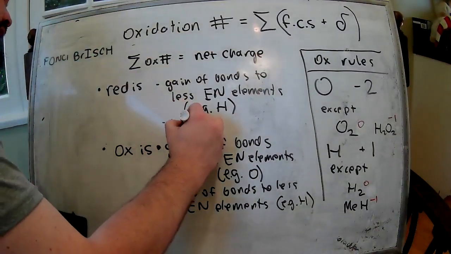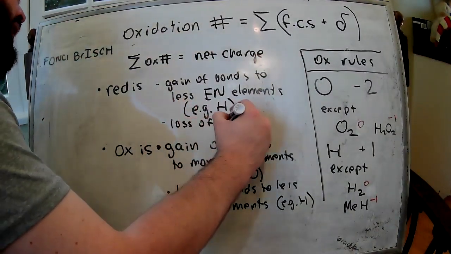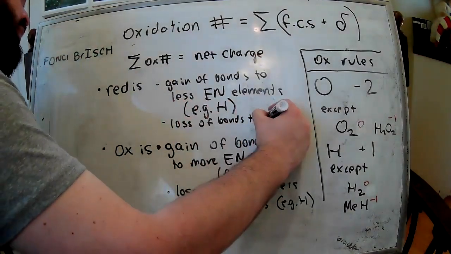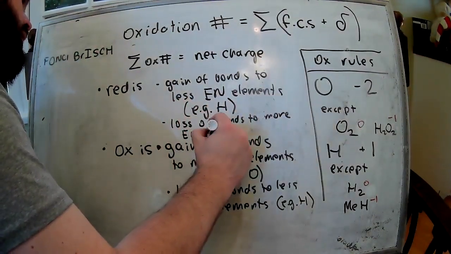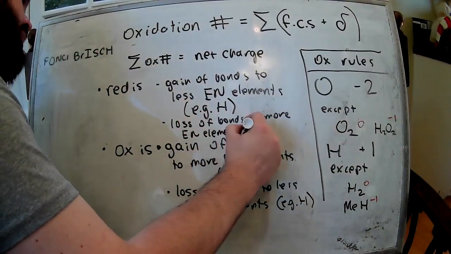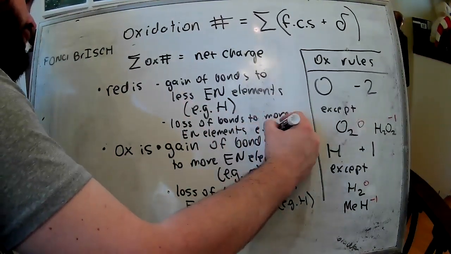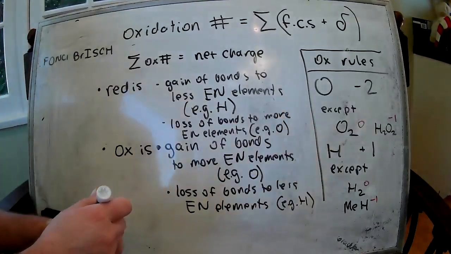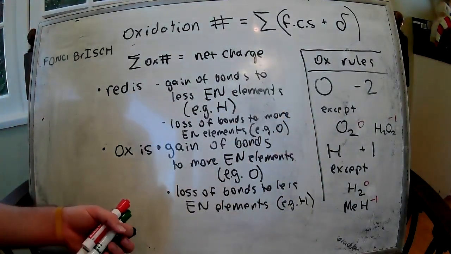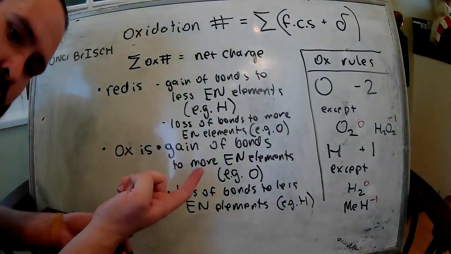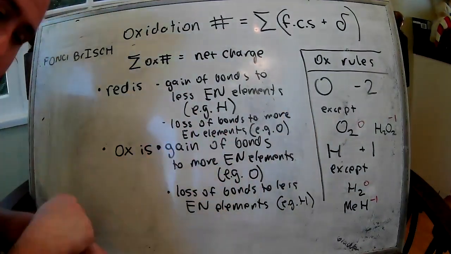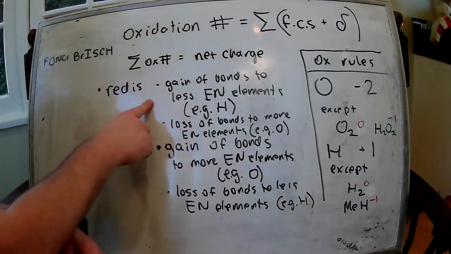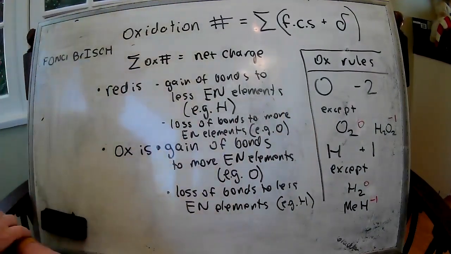Or loss of bonds to more electronegative elements, such as oxygen. And that would also make sense because elements like oxygen are going to be stealing your electrons. So if you're losing bonds to them, from your perspective, you're actually gaining electrons.